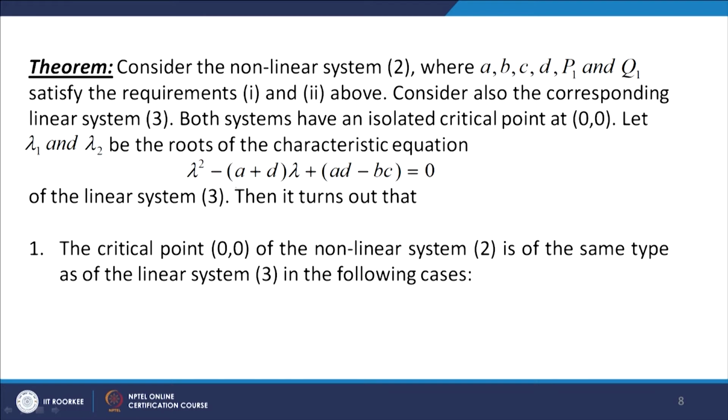Let us consider the characteristic equation lambda square minus (a plus d) into lambda plus ad minus bc equal to 0, and let us say that lambda 1 and lambda 2 are its roots. Then it turns out that the critical point (0,0) of the non-linear system 2 is of the same type as that of the linear system 3 in the following cases.